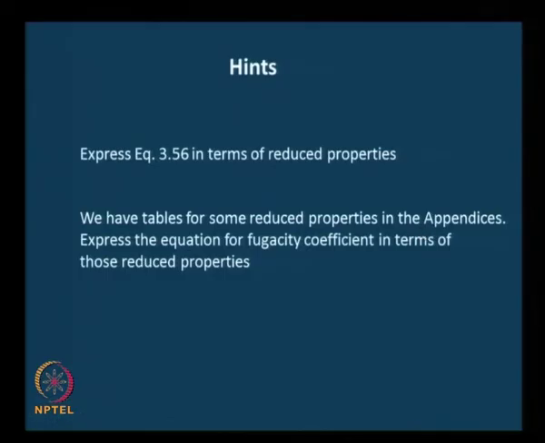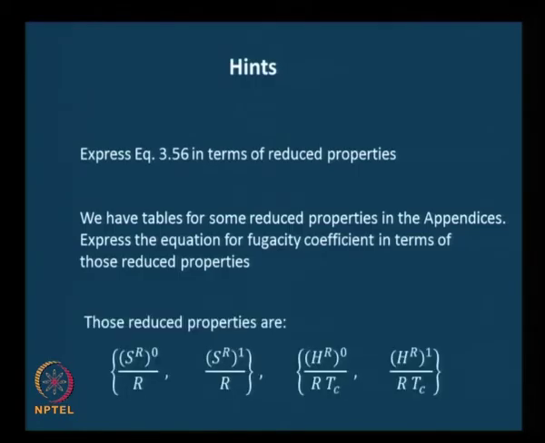Let me probably give you the third hint now, it might help you. Those reduced properties are SR 0 by R, SR 1 by R, HR 0 by RTC, HR 1 by RTC. We have already seen that these are available in the tables of your appendix. So take about 15 minutes and link up the expression for the Fugacity coefficient to these reduced properties. Take 15 minutes to do it. Go ahead.